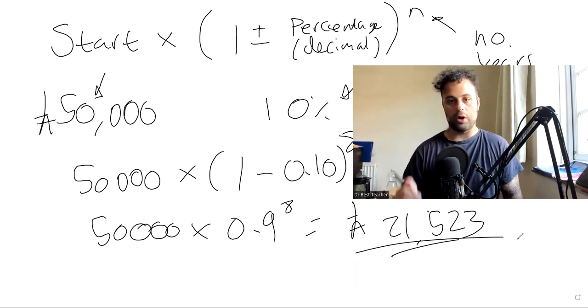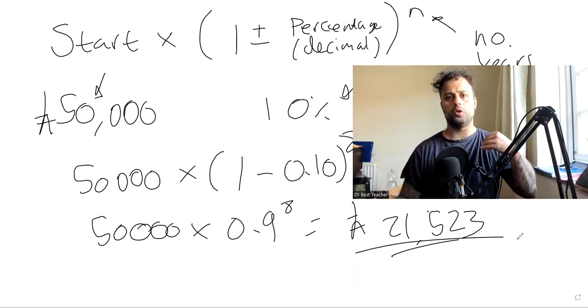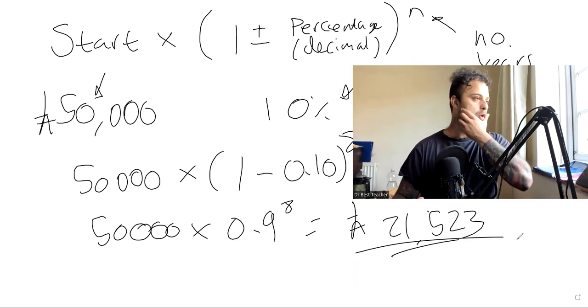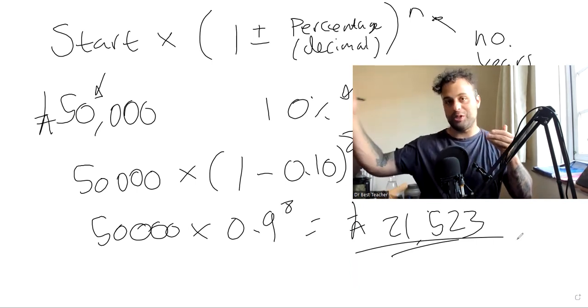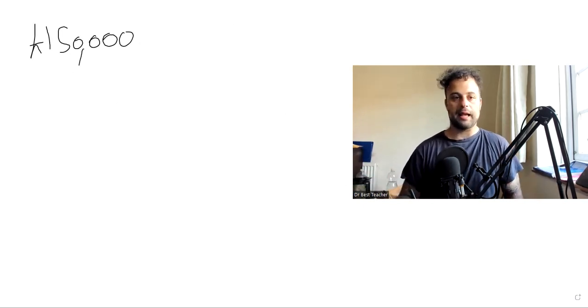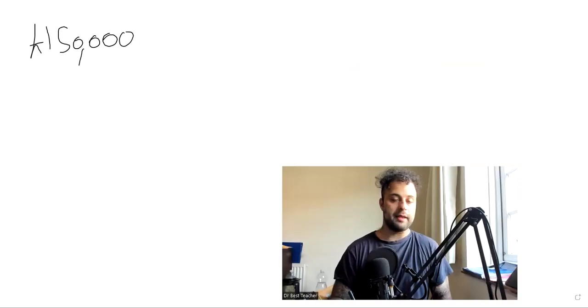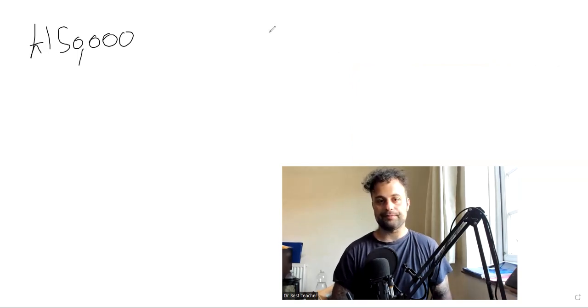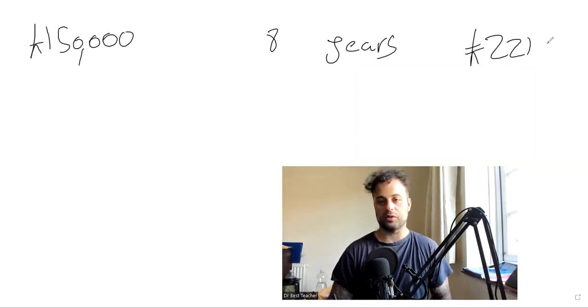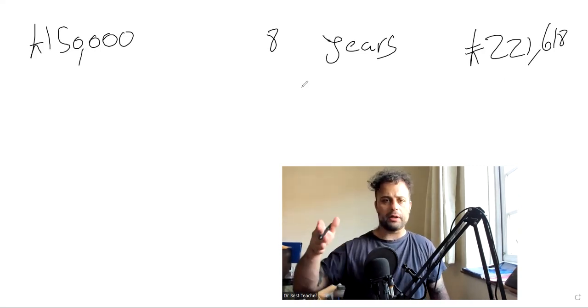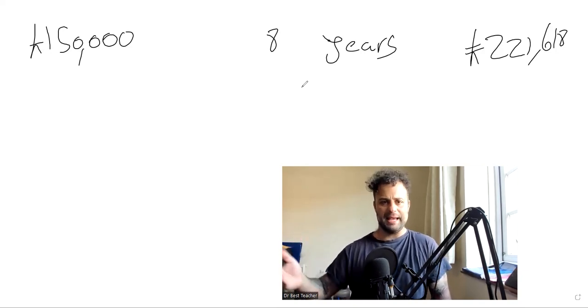Now, like I said, I got worksheets on this, but I'm going to now go on to something a bit more challenging. So in some questions, what they expect you to find out is the rate at which you're going up by. So I'll give you an example. Let's say I bought a house for 150,000, okay? And after 8 years, the price of the house is now 221,618. So what they want me to figure out is how much has the house gone up by each year.